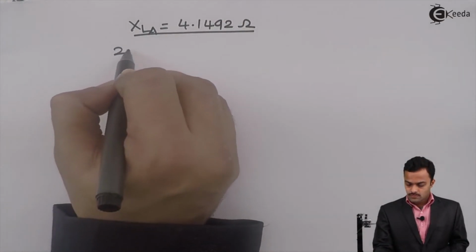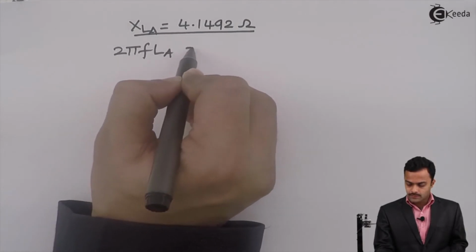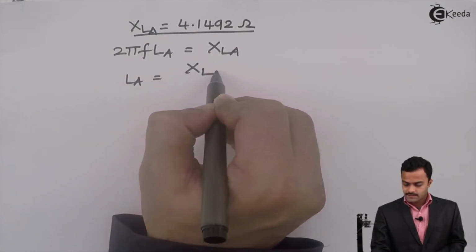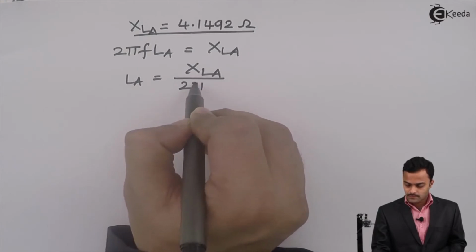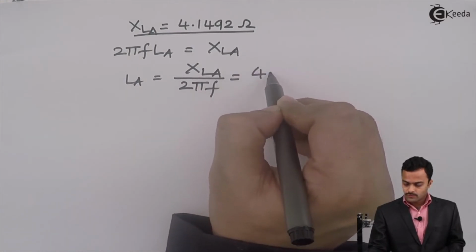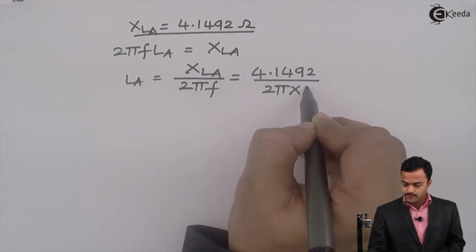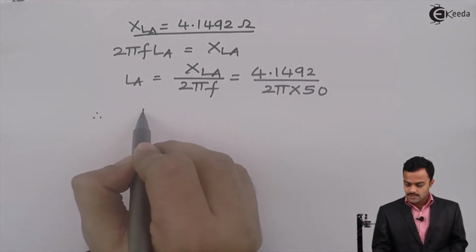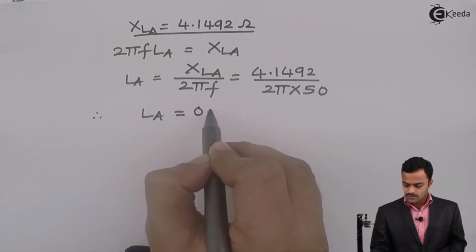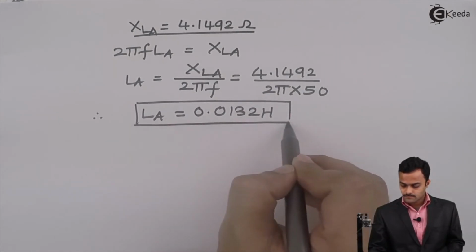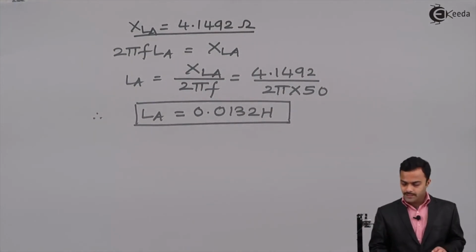We know 2 pi FLA equal to XLA. So LA equal to XLA upon 2 pi F, which is equal to 4.1492 divided by 2 pi, frequency is 50 Hertz, hence LA equal to 0.0132 Henry. So now we obtained the value of RB and LA which were asked. Let's find out voltages of both the coils.